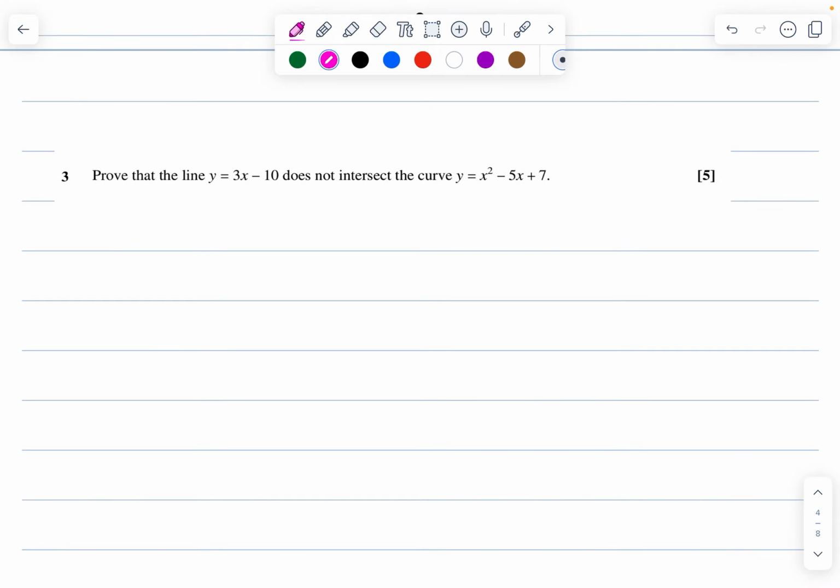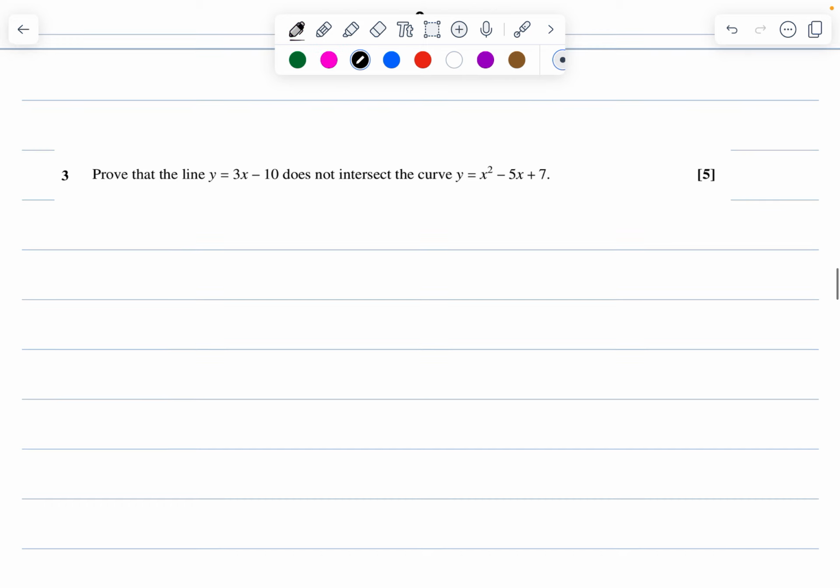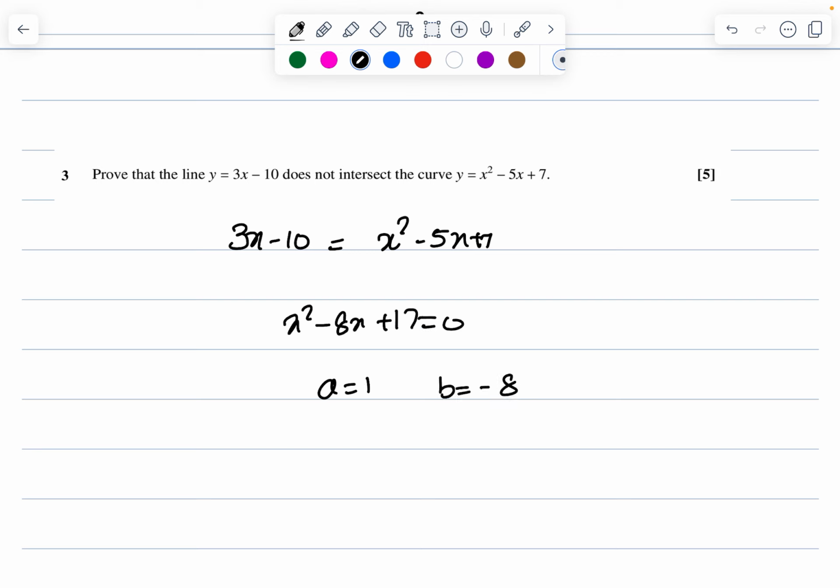Question number 3. Prove that the line and curve do not intersect. So y equals 3x minus 10 should equal x square minus 5x plus 7. So it becomes x square minus 8x plus 17 equals 0. So a equals 1, b equals negative 8, c equals 17. B square minus 4ac, I am going to find.